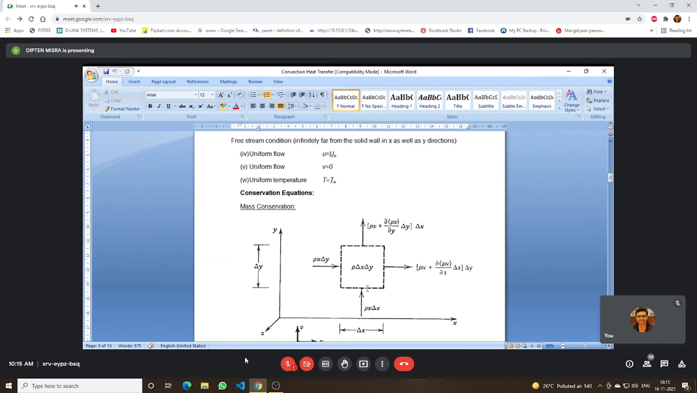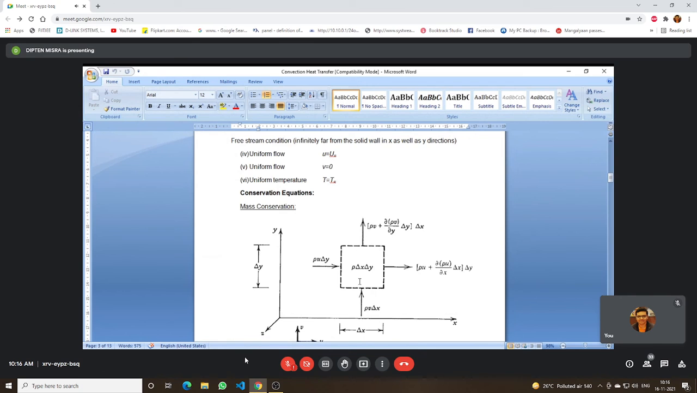By applying the Taylor series type of thing, if the value of rho v here is rho into v, here it is rho v plus del y of rho v into delta y. The rate of change of rho v within this small distance, multiplied by delta y, gives you the total change of rho v within this distance of y to y plus delta y. So that is now rho v plus del y of rho v into delta y, and that multiplied by the area, delta x into 1, is the mass flow rate coming out.